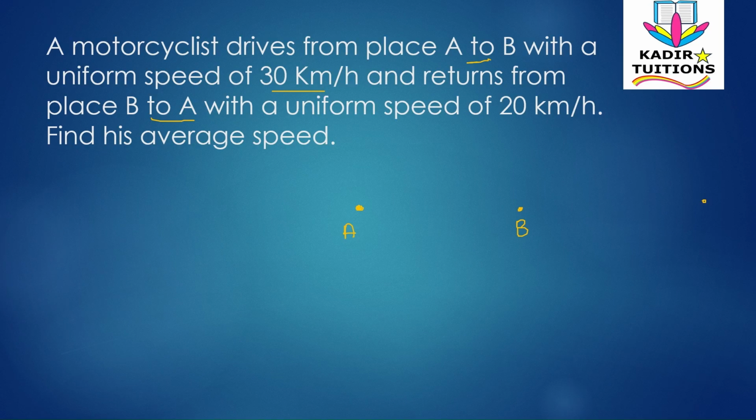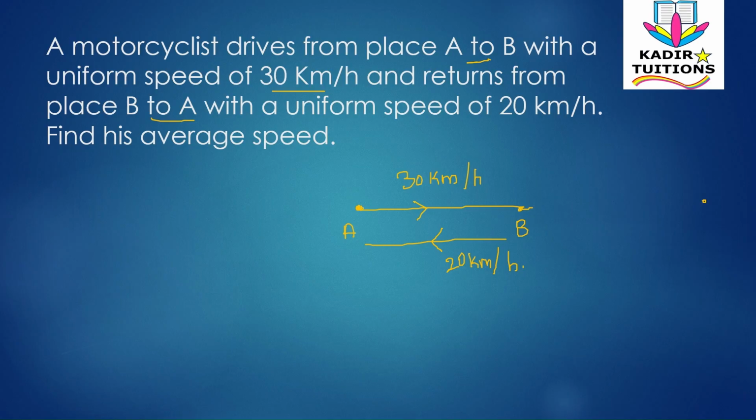Yes, from A to B, how much kilometer? They have not given the kilometer, they have given the speed, uniform speed it is. So it's a constant speed. So 30 kilometer per hour. Again from B to A. So he is moving back. First he is going in the direction A to B. Now he is moving in the opposite direction from B to A. He has taken a speed of 20 kilometer per hour. Again, this is a constant speed.